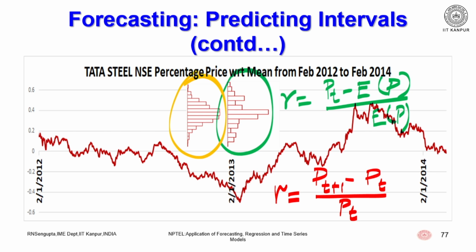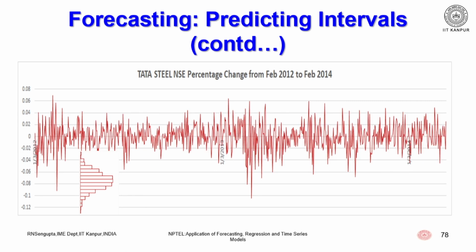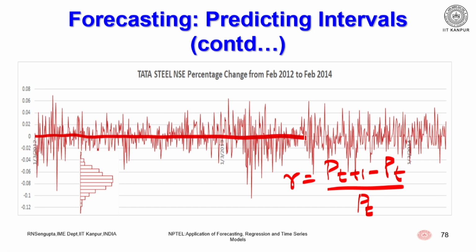Continuing the discussion about the plotting, here is an interesting thing. Here I am trying to plot the percentage change based on the rate of change, which I had marked in red. R was P_T plus 1 minus P_T divided by P_T. If you see very carefully, the fluctuation is in and around the value 0, rather than the mean value. If I plot the distribution, which I am circling in red, this is almost normal.